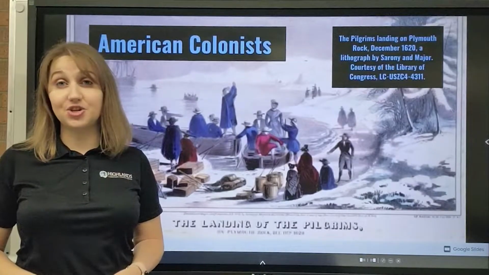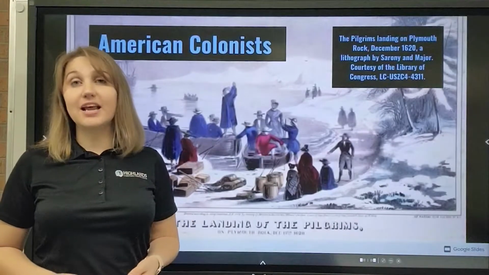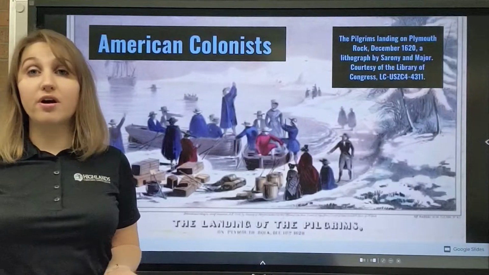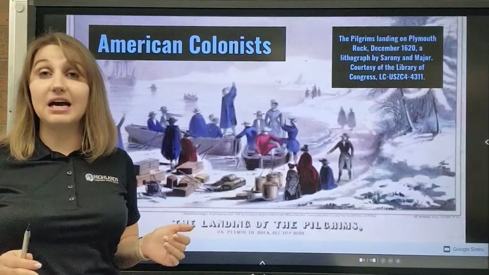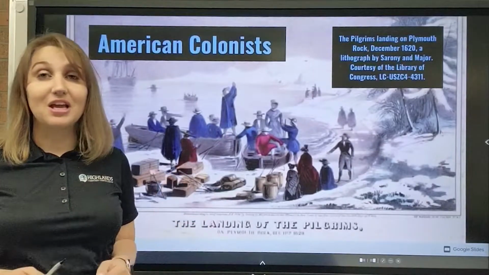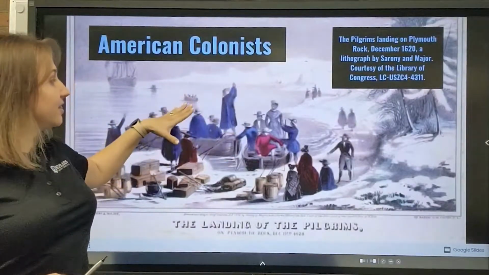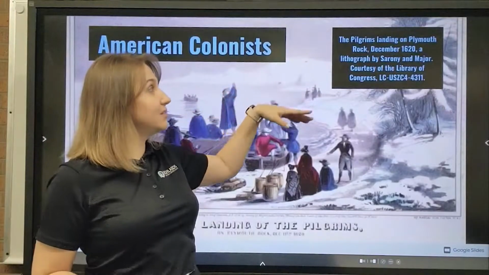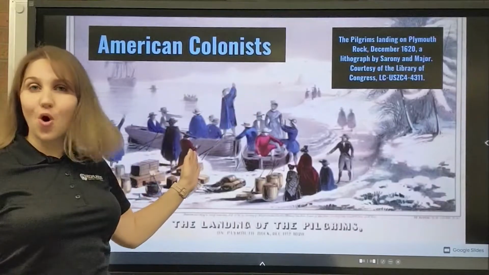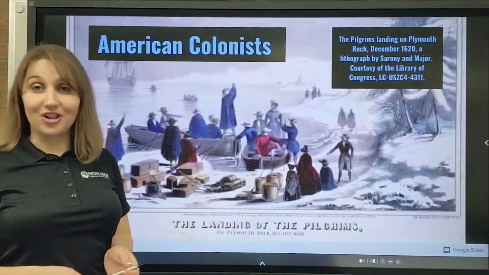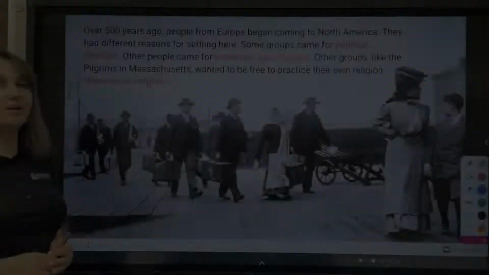Lessons on US history. Today we're going to talk about the period of the early 1600s, and that discussion will cover the tribes that lived here in America at the time when the first pilgrims came. So if you look here, the topic is American colonists, and here is the picture of the pilgrims landing on Plymouth Rock in December 1620. And let's move to our lesson and talk about all the details that happened at that period of time.